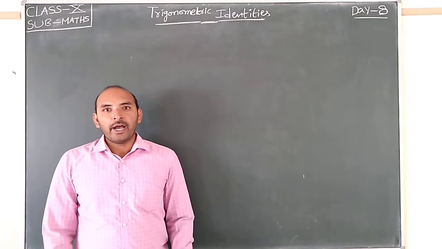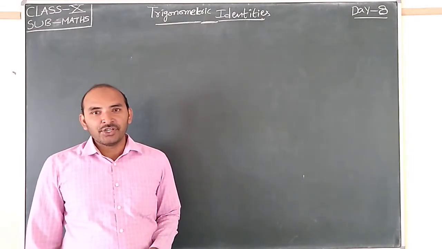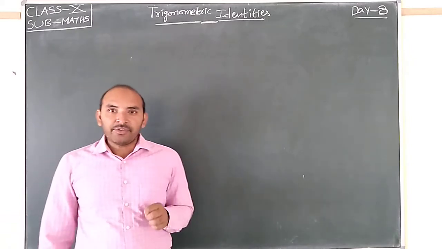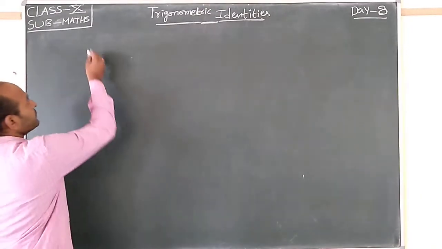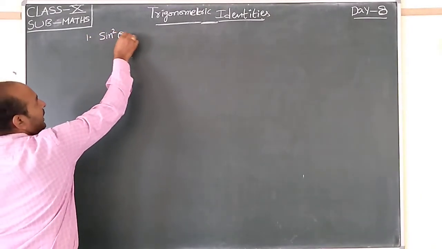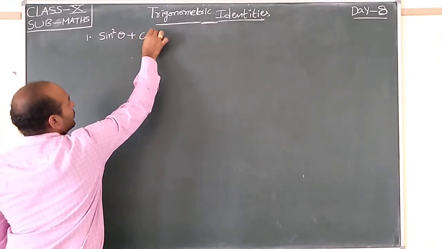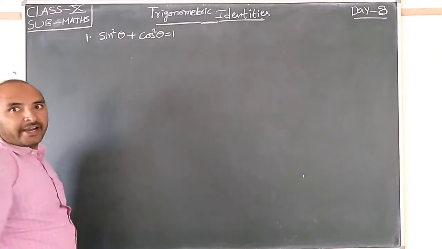In this video, I am going to discuss trigonometric identities. In these identities, we have three types of properties. First one is sin square theta plus cos square theta is equal to 1. This is the first identity.